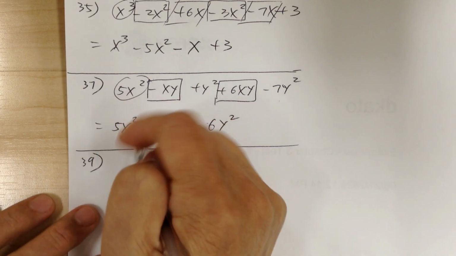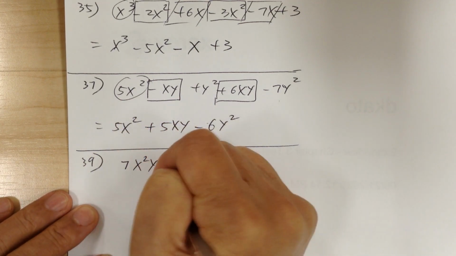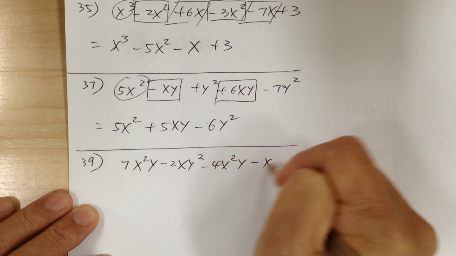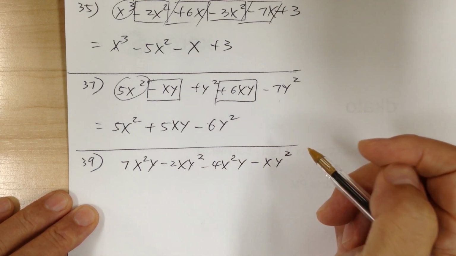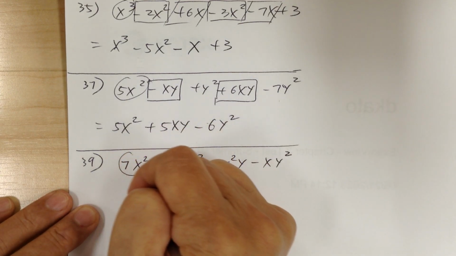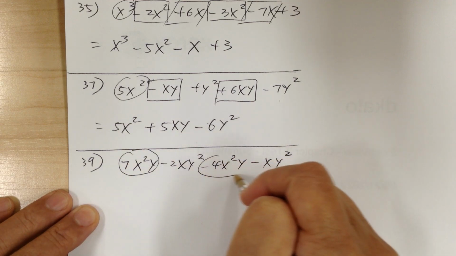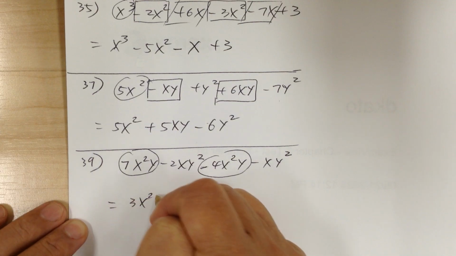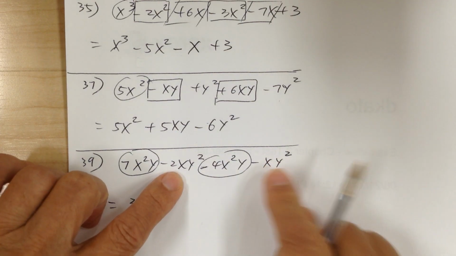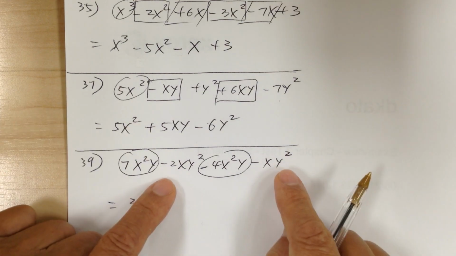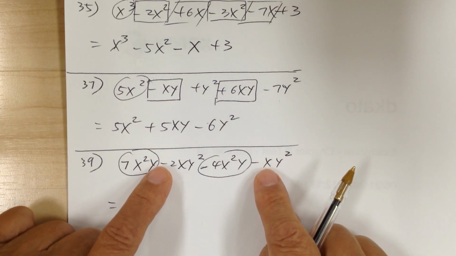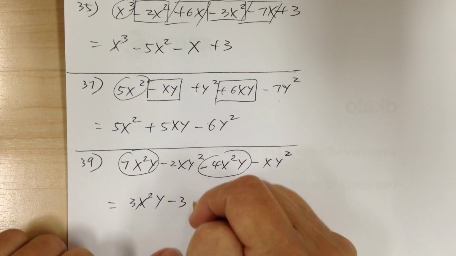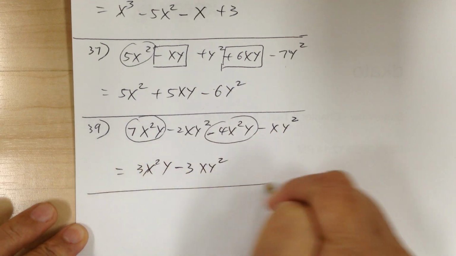Okay, number 39. You have 7x squared y minus 2xy squared minus 4x squared y minus xy squared. Okay, so let's start with the x squared y. So this will give me 3x squared y. And the other one, since there's only 2 left, you can just leave it. You don't want to box it. So minus 2 minus 1 will give me minus 3. Again, same sign, you add the numbers together, and xy squared.